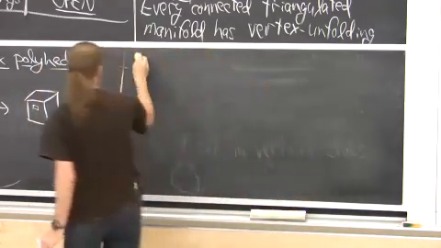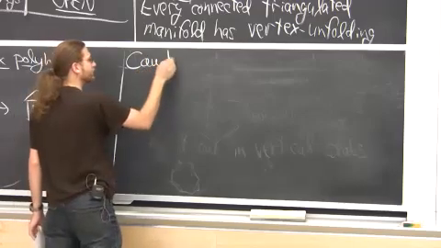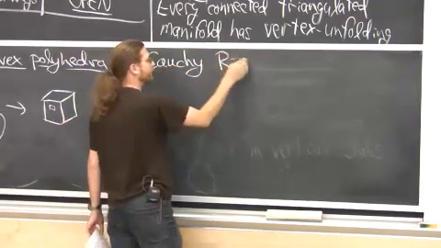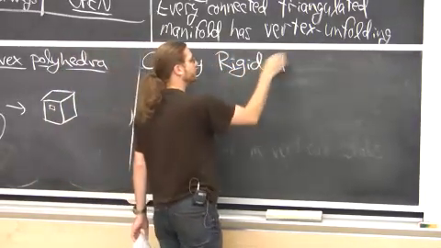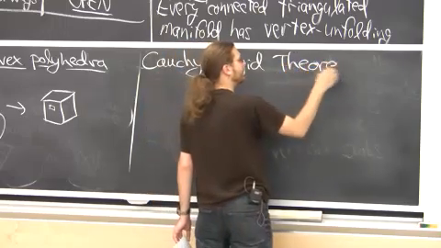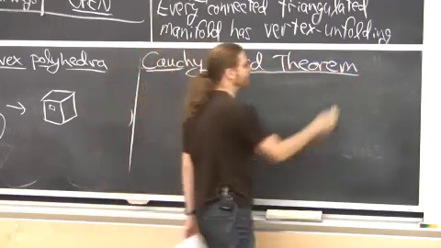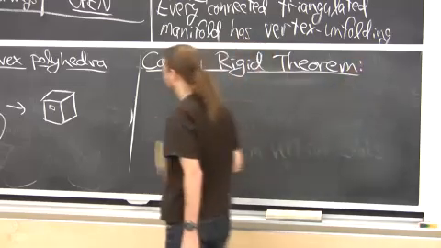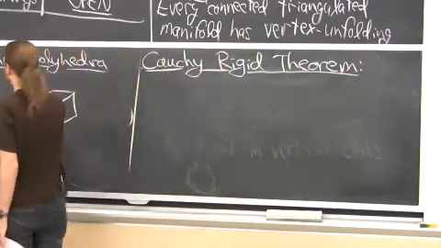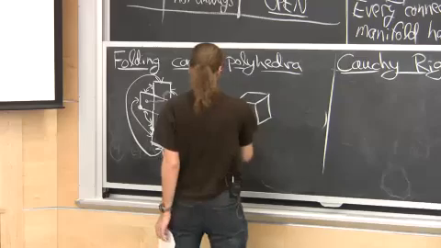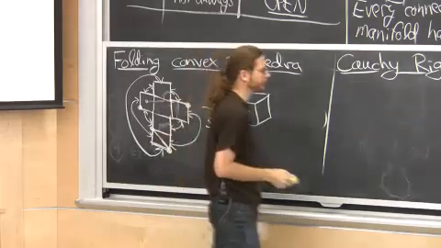And this is Cauchy's rigidity theorem. I think we mentioned it in a previous lecture when we were talking about rigidity in three dimensions and why domes stand up. But now we're going to use it. We're actually going to prove this theorem, and we're going to use it to study these kinds of gluings and say there's at most one way to do this.